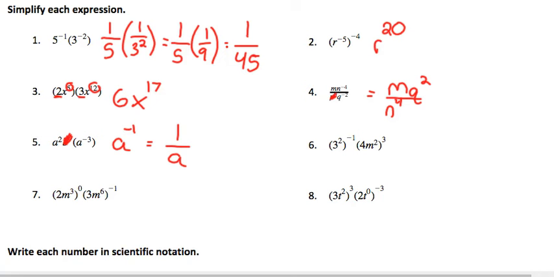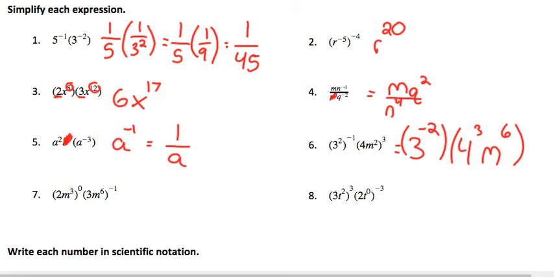Number 6, I see 2 different parentheses with a power of a power, okay? So I'm going to deal with those parentheses separately first. So 3 squared to the negative 1, power of a power, 2 times negative 1 gives me a negative 2. Then here, I'm going to apply that 3. So 4 cubed and m squared cubed, power of a power, 2 times 3 gives me 6.